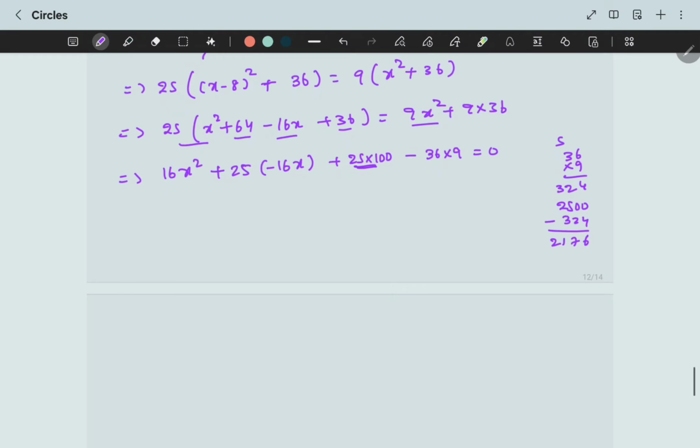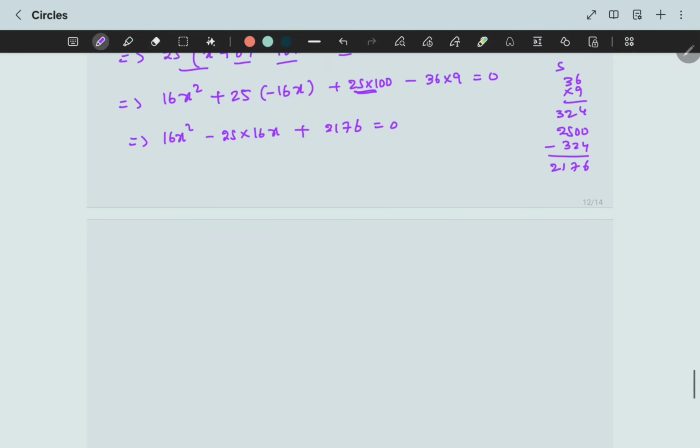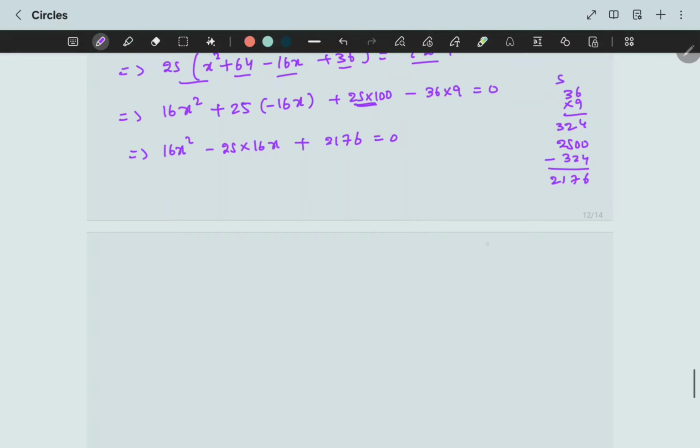Is it divisible by 16? Okay, so we have 16x square minus 25 into 16x plus here we have 2176. So is 2176 divisible by 16? We'll do one thing, we'll just check. 16 1, 16 3. Yeah, I think this is divisible.